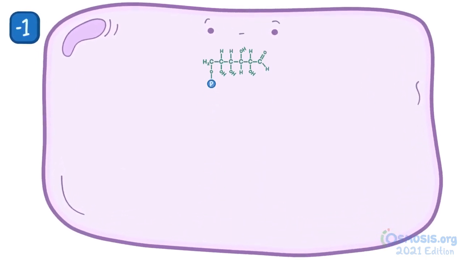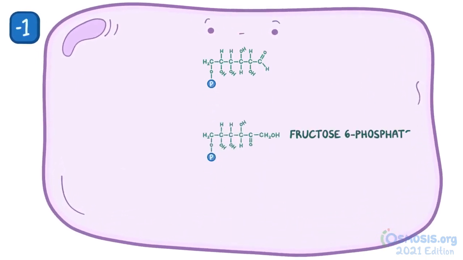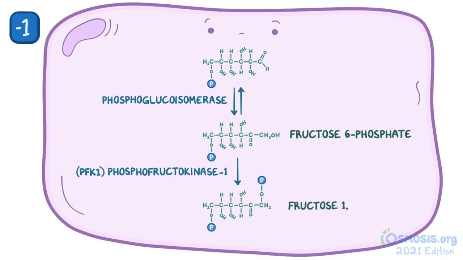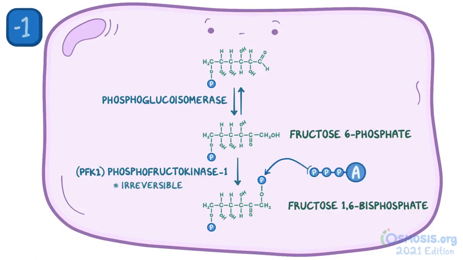Glucose 6-phosphate is then converted to its isomer, fructose 6-phosphate, by an enzyme called phosphoglucoisomerase. So at this point, it's still a 6-carbon molecule. Fructose 6-phosphate is then phosphorylated by the enzyme phosphofructokinase 1, or PFK1, which adds a phosphate group to the first carbon on the fructose molecule, making fructose 1,6-bisphosphate. This is the second irreversible reaction in glycolysis, and it also uses ATP as a phosphate source. So now we're at -2 on the energy counter.